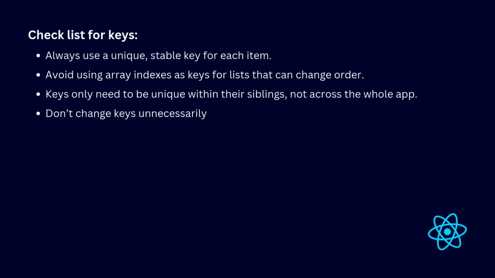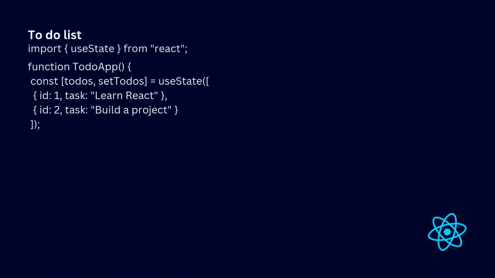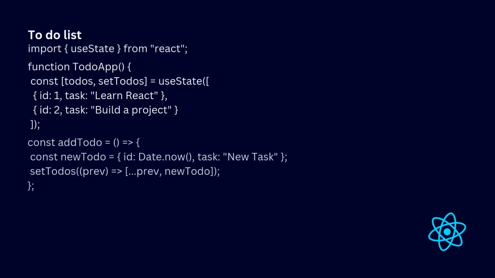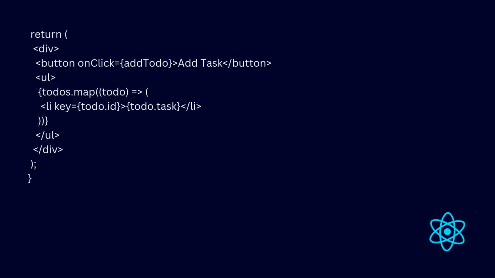Let's put this into practice with a small app, a to-do list, where we can add new items. Here is how this works. We import useState from React so we can store and update the to-do list. We start with an initial array of two to-dos, each with an ID and a task. We create a function addTodo that makes a new to-do object. The ID is generated with Date.now, so it's unique, and the task text is "new task". We update the state by taking the previous to-dos and adding the new one to the end.